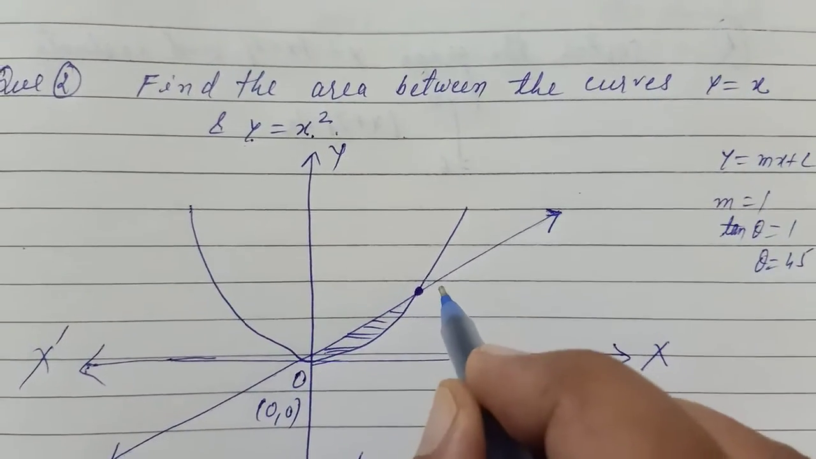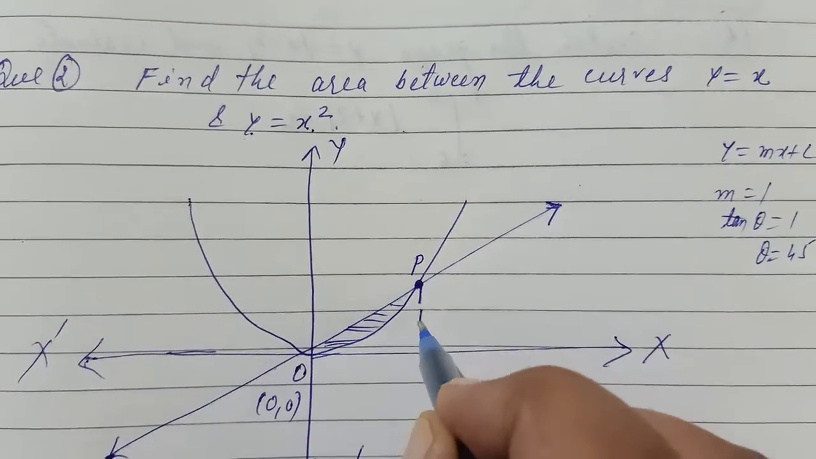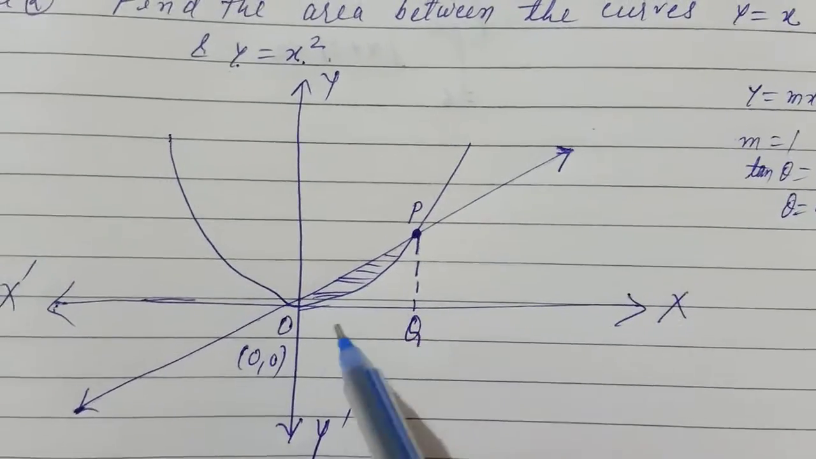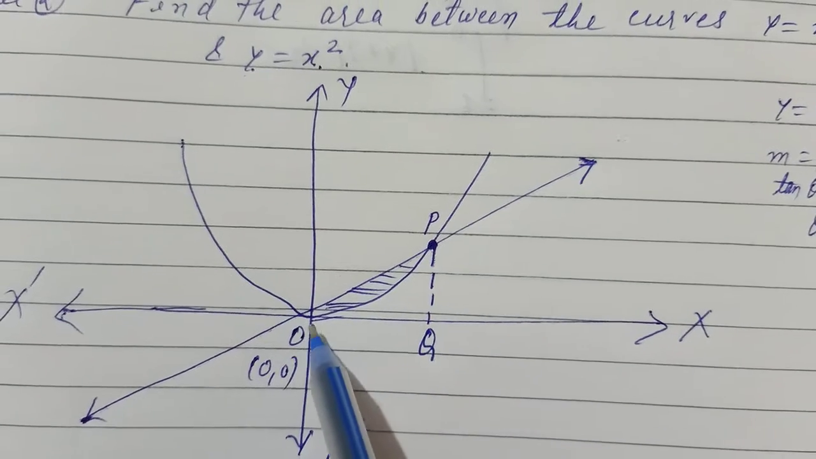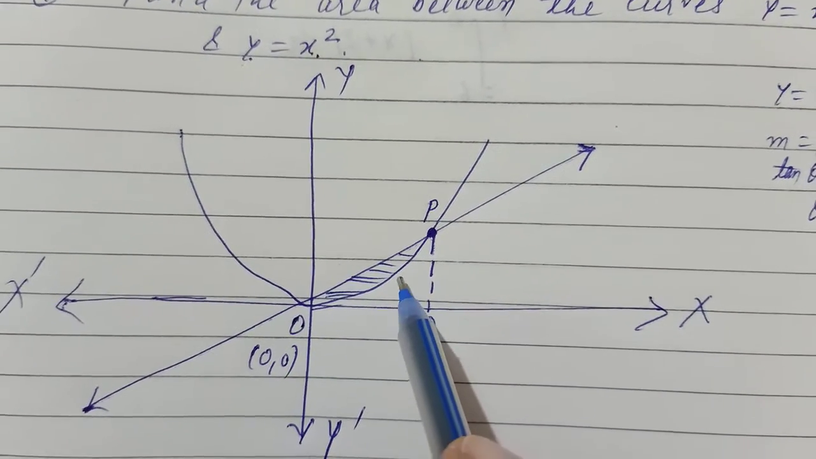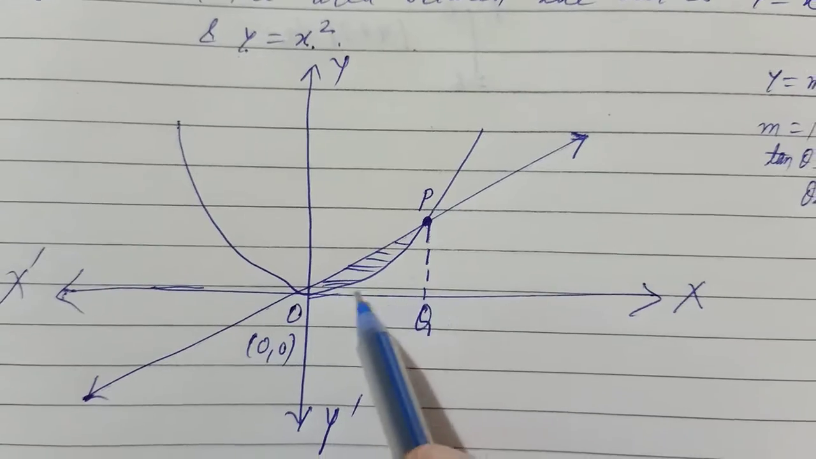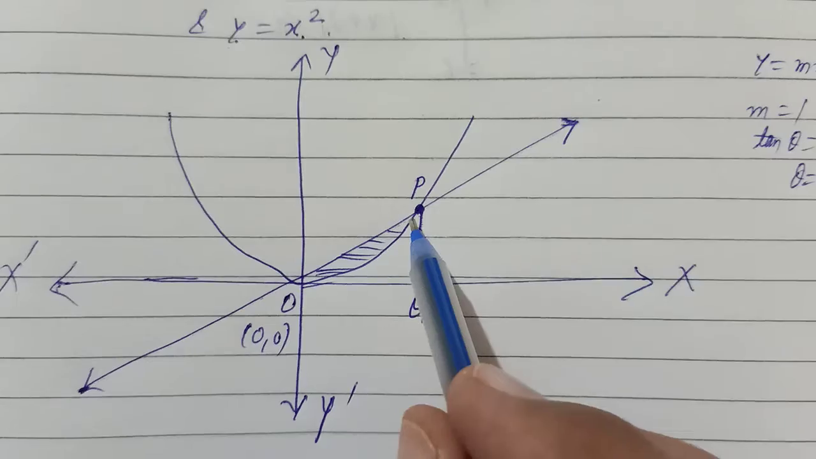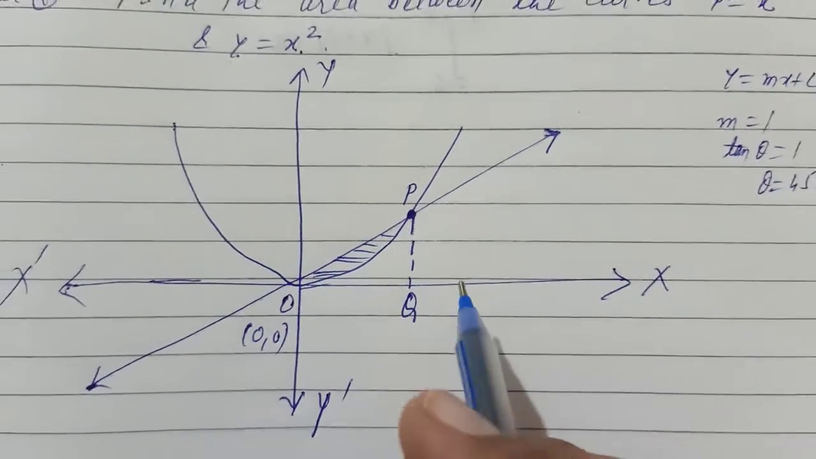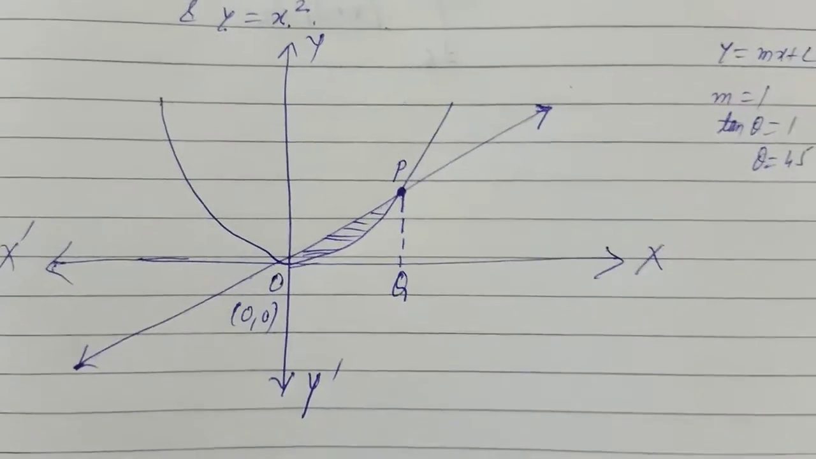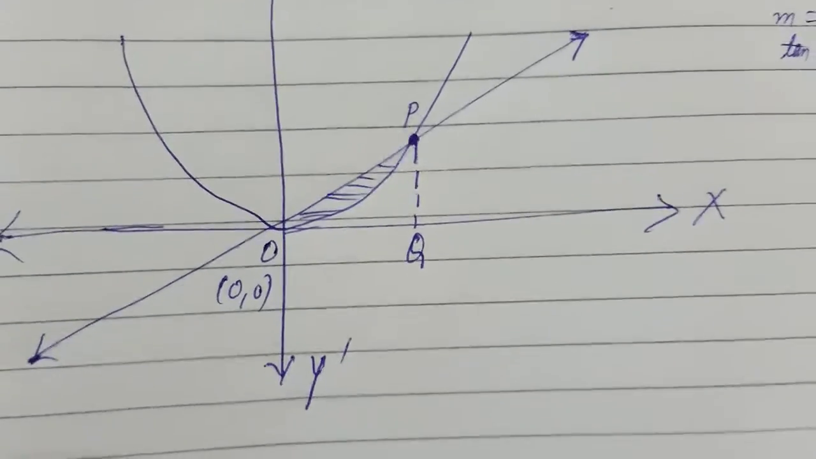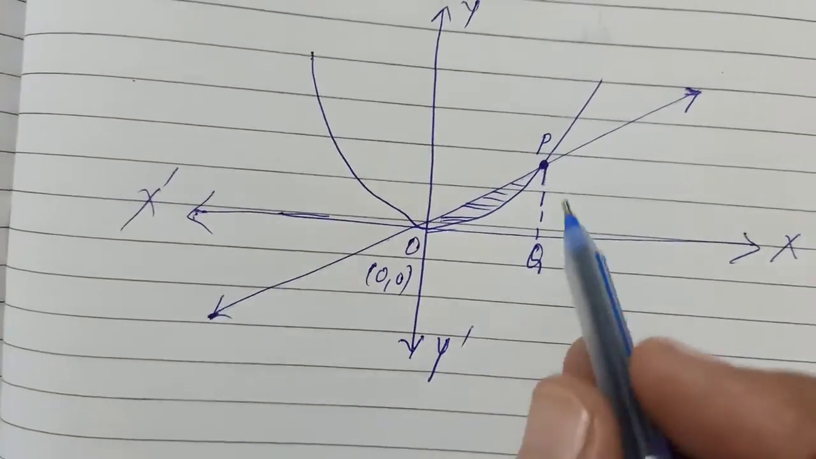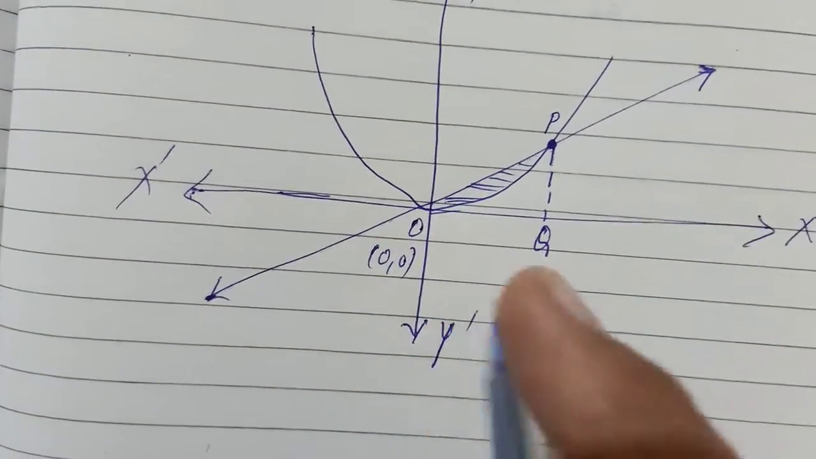Where the two curves intersect, we draw a perpendicular to the x-axis. How will you get this bounded area? The area made by the line is this triangle, and the area made by the parabola is below this parabola on the x-axis. If we subtract the area made by the parabola from the area made by the line, we get the area bounded by these two curves. Whenever you get this type of question bounded by two curves, remember: upper minus lower. So the required area is line minus parabola.